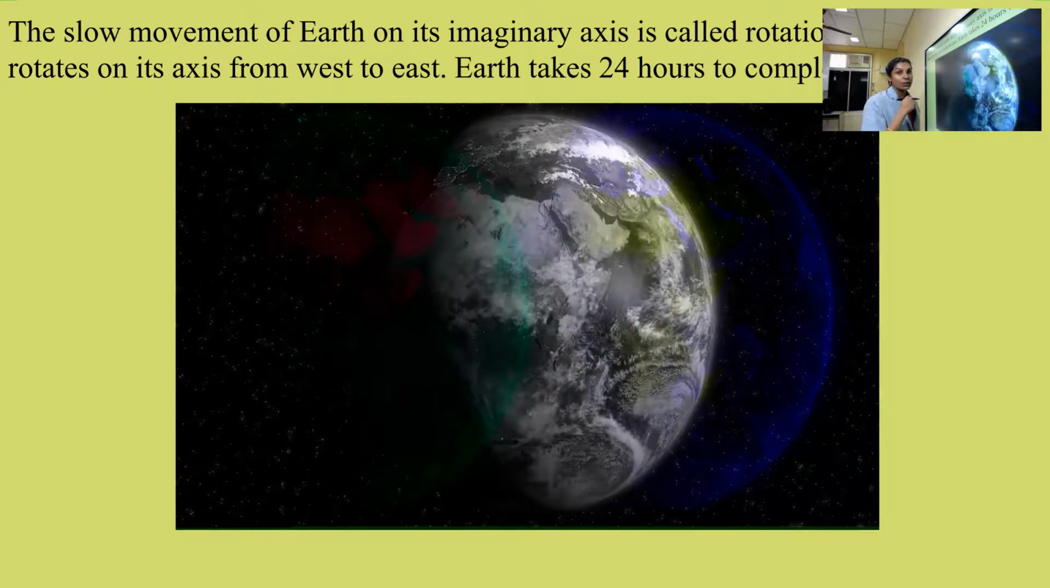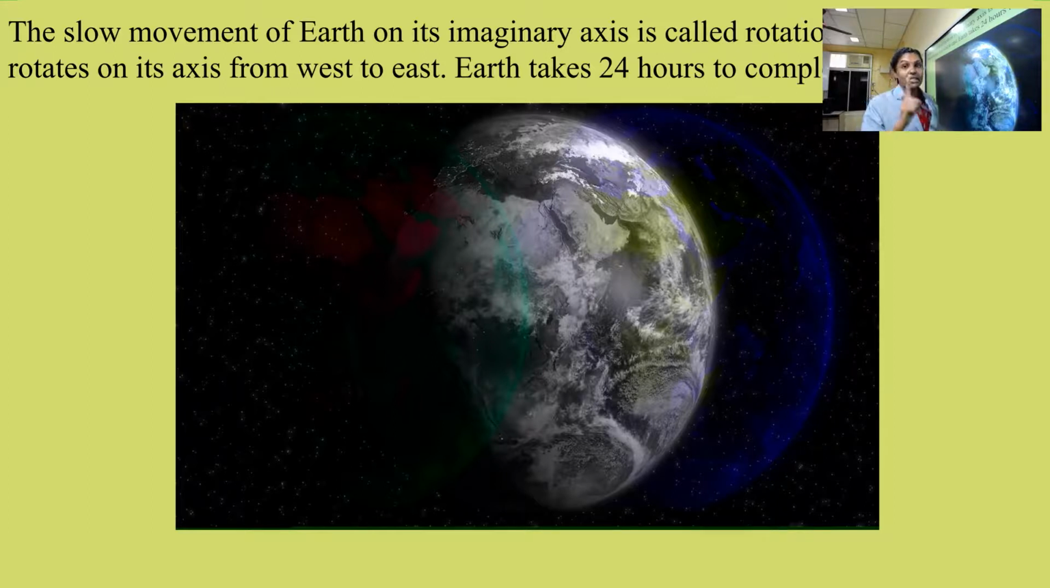You have studied that in the lower classes, isn't it? The sun rises in the east and sets in the west. Why is it so? That is because of the rotation of the Earth on its axis from west to east. Our Earth is moving from west to east. And it takes 24 hours to complete one rotation. The Earth takes 24 hours to complete one rotation. 24 hours means one day.